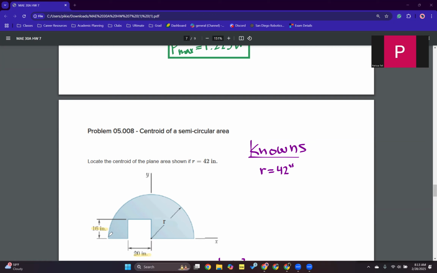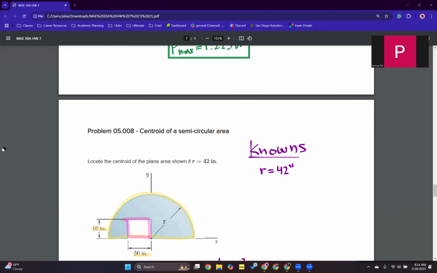When I'm looking at this diagram, I can actually see two shapes. I see this whole semicircular area, and then separately, I can look at this little rectangular cutout. We're going to treat the semicircle as a positive area, and then we're going to treat this square here as negative area. That'll allow us to find those centroids properly.